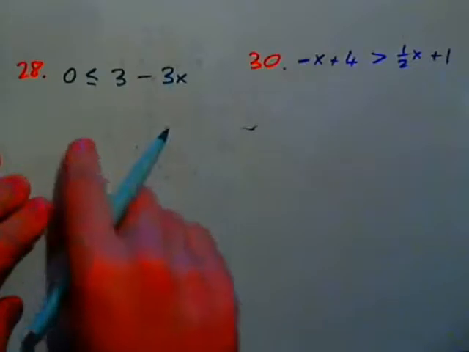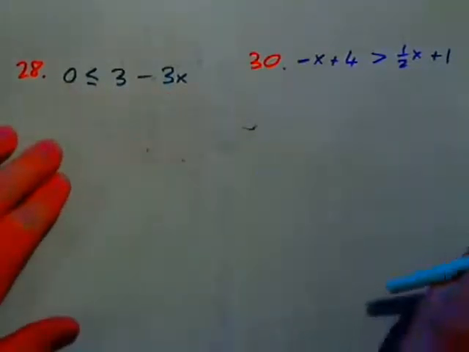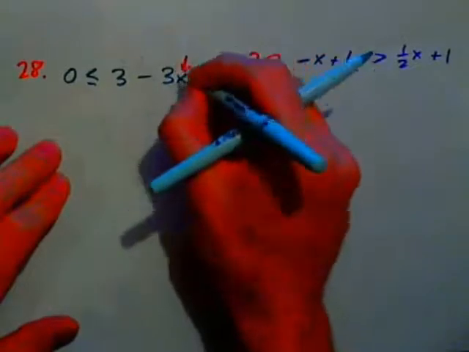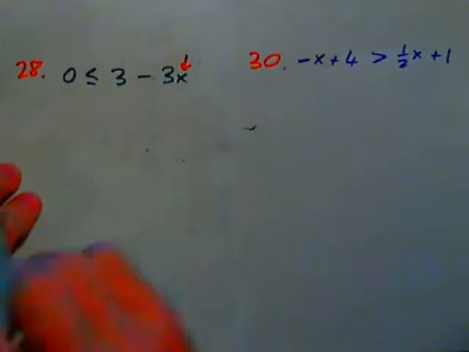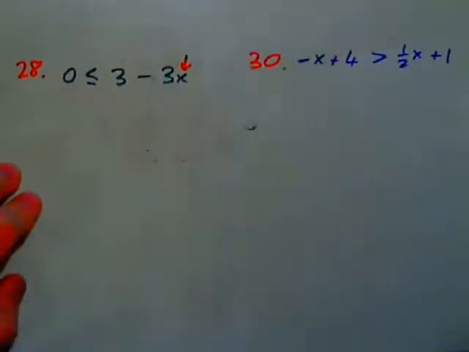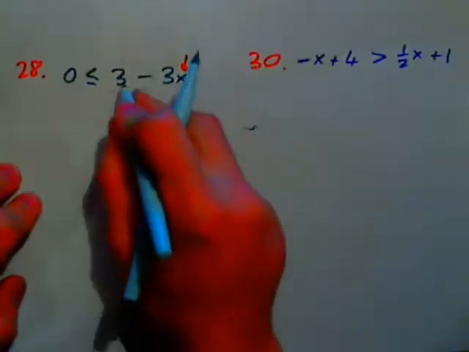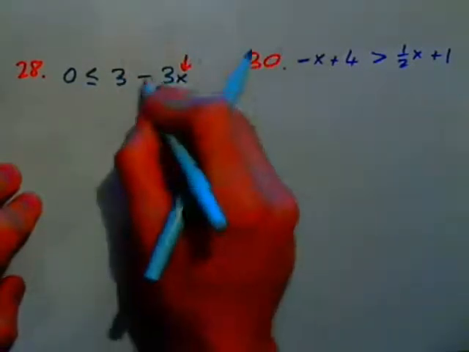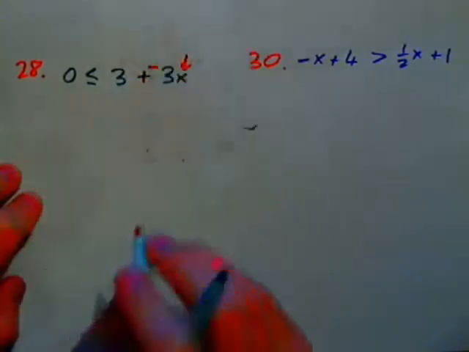So exercise 28: 0 is less than or equal to 3 minus 3x. We want to get the x by itself on one side of the inequality. What we need to do is look at the operations applied to x. We have a 3 being multiplied by it, and also we have a 3 over here. What does this mean? Well, this subtraction sign is the same as adding a negative.